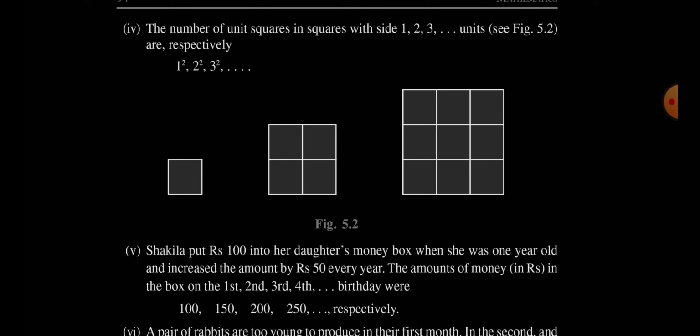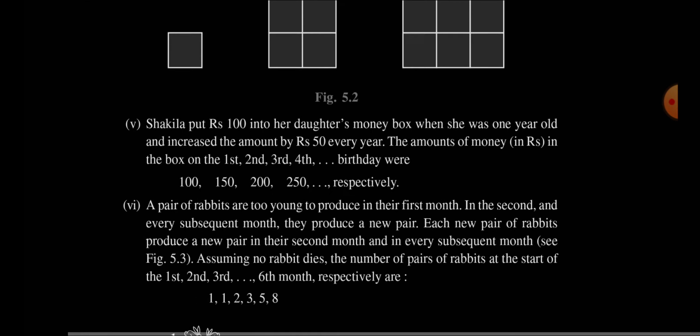Number 4. The number of unit squares in squares with side 1, 2, 3 units, see figure 5.2, are respectively 1 square, 4 square, 9 square.